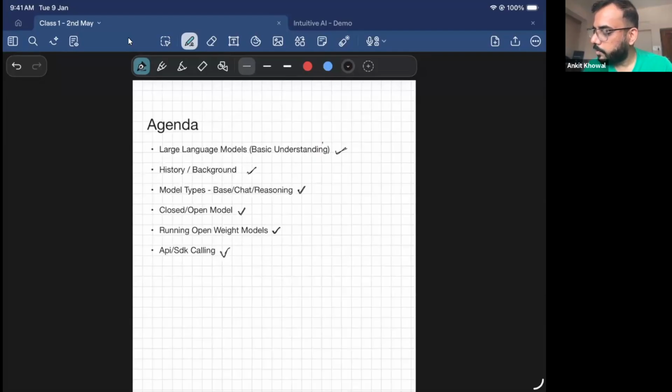Overall, this will help you understand the AI landscape around the models. What are the different kinds of models? What are the different families of models? And a basic understanding of the model landscape. Okay, so let's get started.